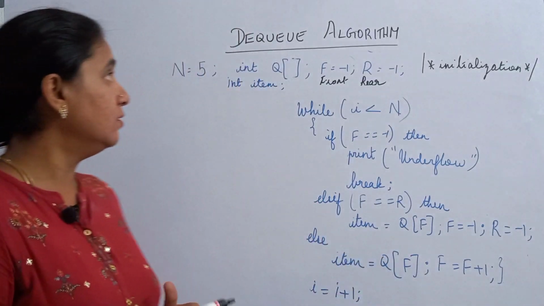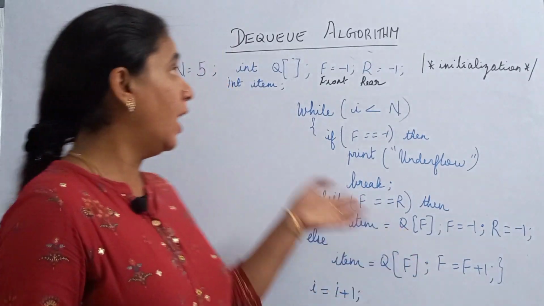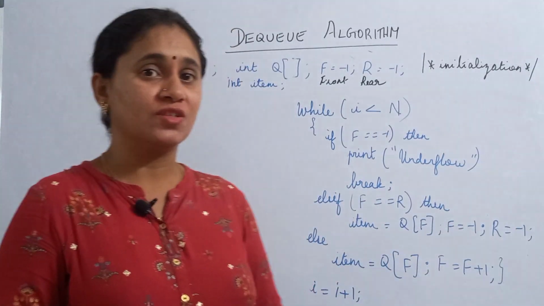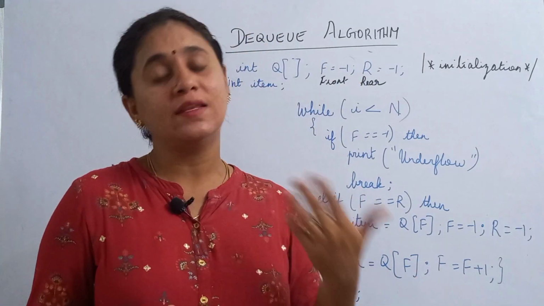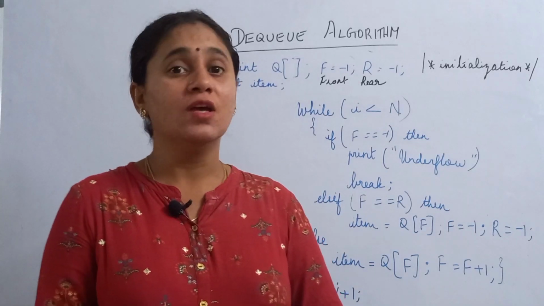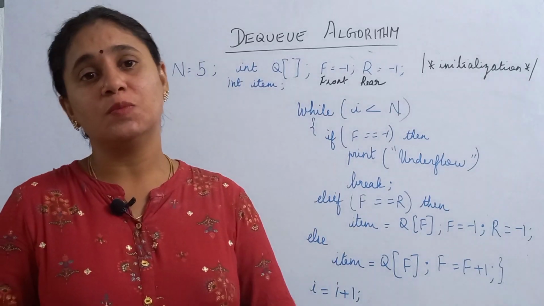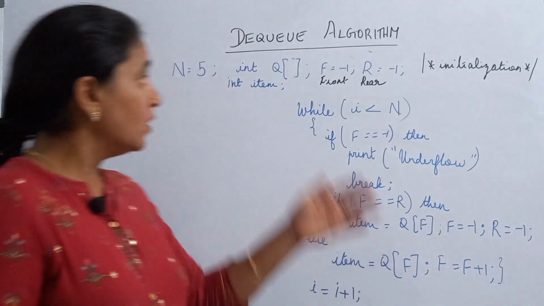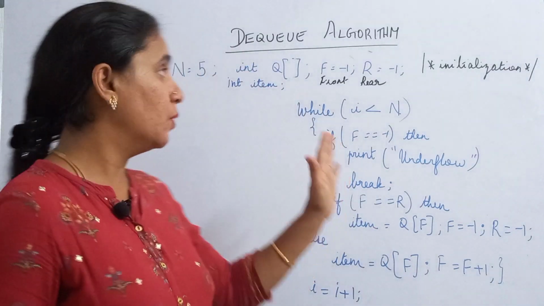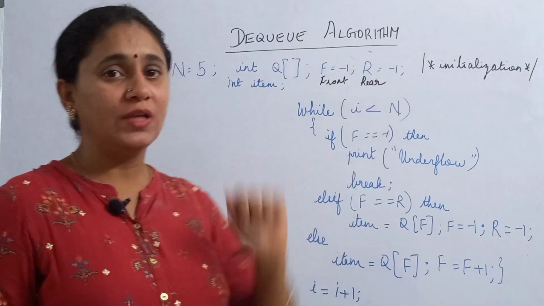So in this session, we are going to discuss another algorithm of the queue data structure. It is nothing but Dequeue, that is, how to delete an element from the queue data structure. In the last classes, we discussed how to insert an element using an algorithm. Here we are going to discuss the deletion algorithm of the queue data structure.